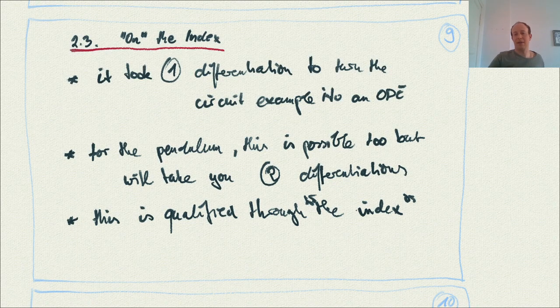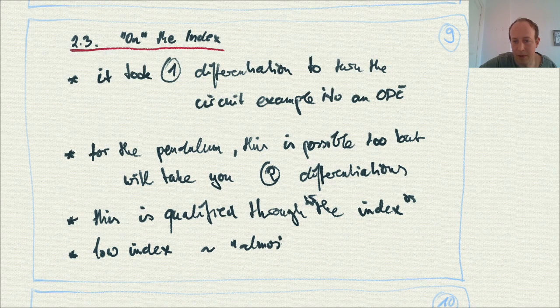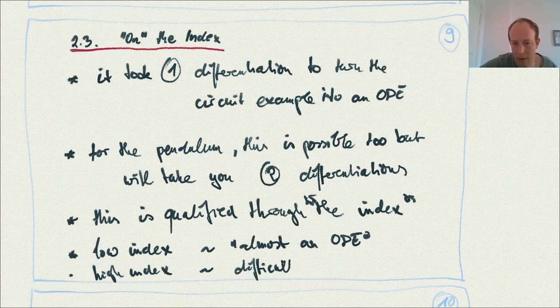Index is an important notion for DAEs, but there are a lot of different theories. We will learn a few theories on that, but maybe as a general rule, low index means this is almost an ODE, and high index means this is a difficult DAE.